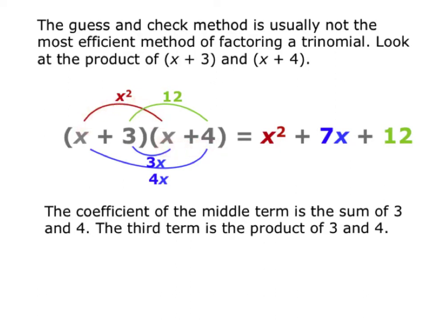notice x times x gives you x squared. Then I will get x times 4 gives me 4x. 3 times x gives you 3x. The sum of 3x plus 4x equals 7x. And then 3 times 4 equals 12. Now, I want you to notice something.